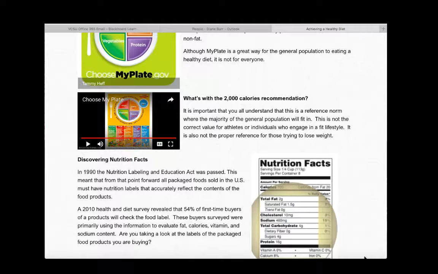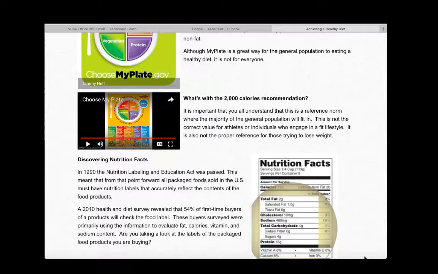It's important to note that there are several mandatory facts that must be included, so please refer to your textbook to learn about both the mandatory and optional label inclusions. It is also important to note that people do read the labels. A 2010 health and diet survey revealed that 54% of first-time buyers of a product will check the food label. These buyers that were surveyed were primarily using the information to evaluate fat, calories, vitamin, and sodium content.